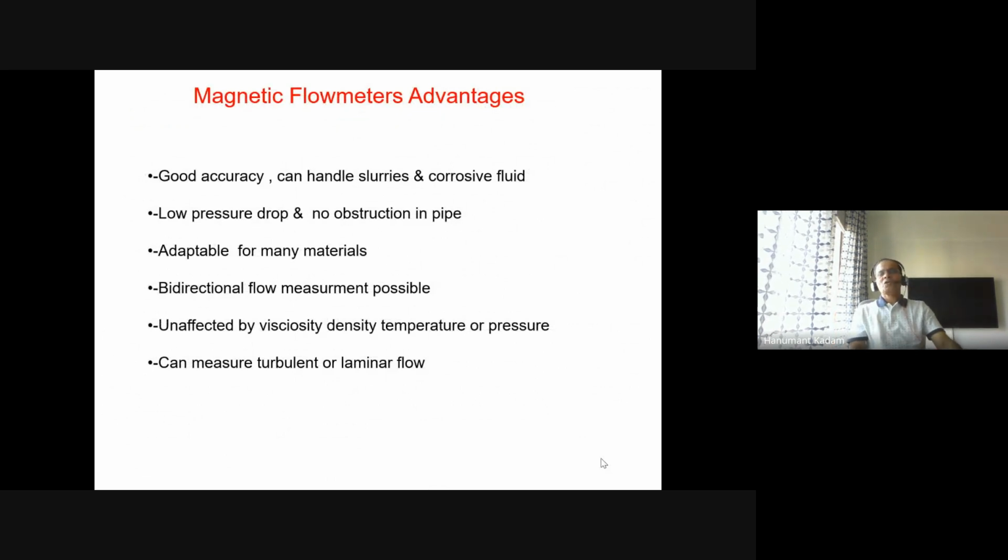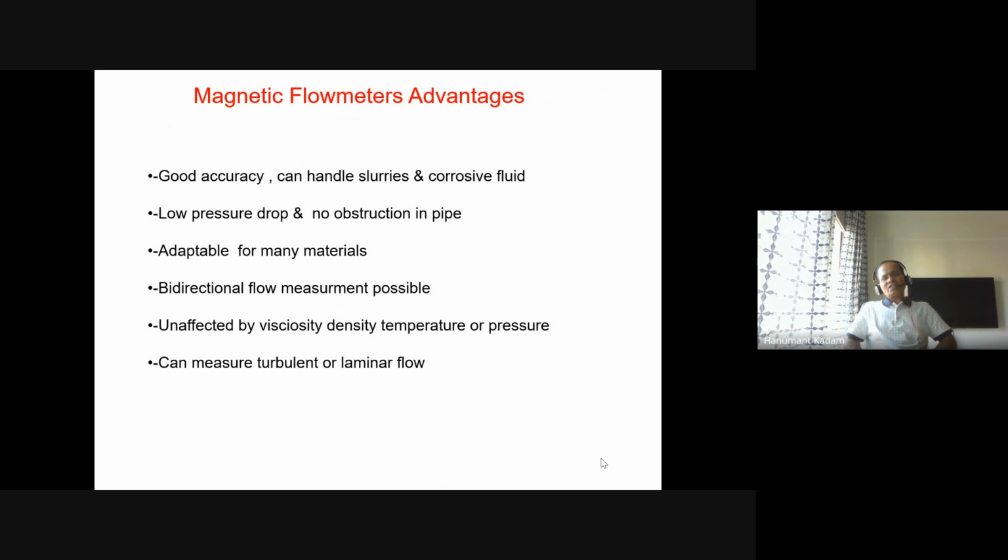Now we have covered the basic principle, that is Faraday's law, E is equal to BLV. Then we saw the actual construction, the cut portion, what parts are inside this, what type of material is used, how the coil is installed, how the electrode is installed, how the measurement is taken out, supply voltage, how it is terminated, and then we saw the basic specification of the electromagnetic flow meters.